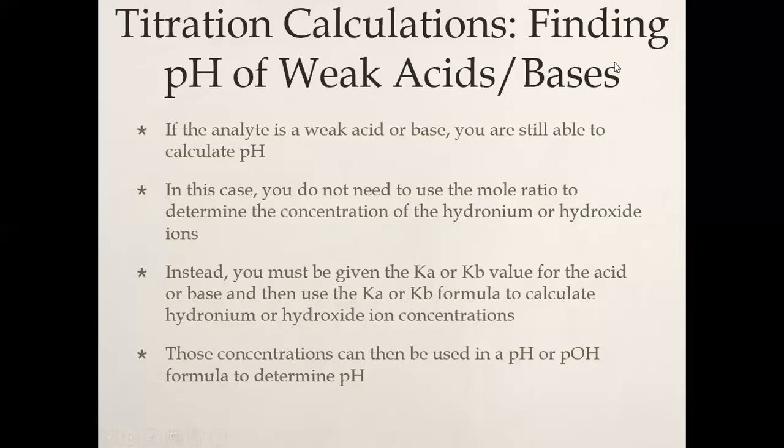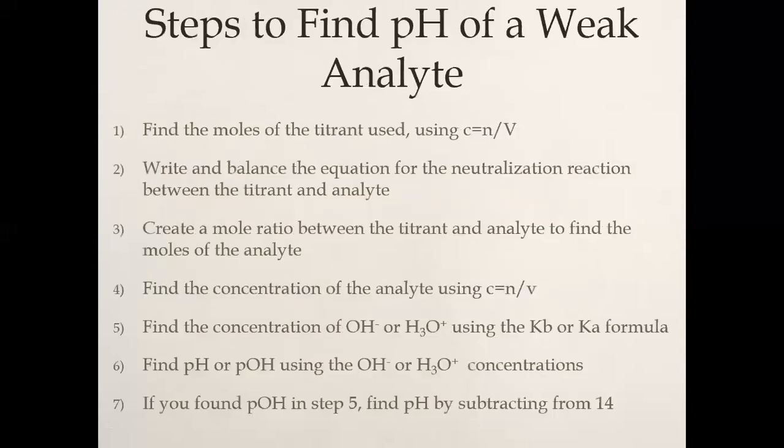Okay, the last thing we're going to be doing today is finding the pH of weak acids and bases using a titration. This time you will be given a Ka or Kb value, and so of course we're going to have to use that formula instead of our normal pH or pOH formula in order to calculate our pH or pOH.